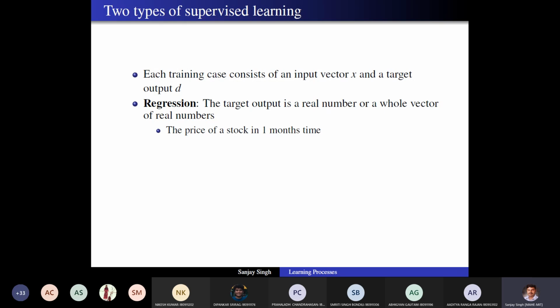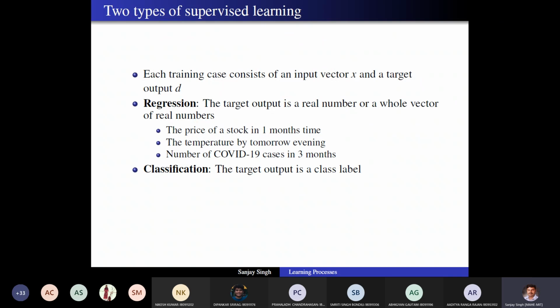Okay, good. So for example, the price of a stock in a month's time, the temperature by tomorrow evening, or the number of COVID cases in another 3 months, what will happen in another 1 month. These are all examples of regression. We cannot think of them as a classification problem.